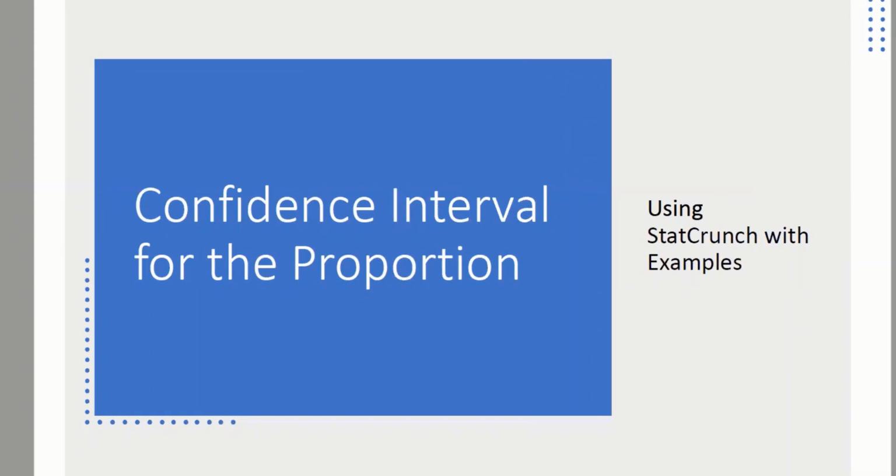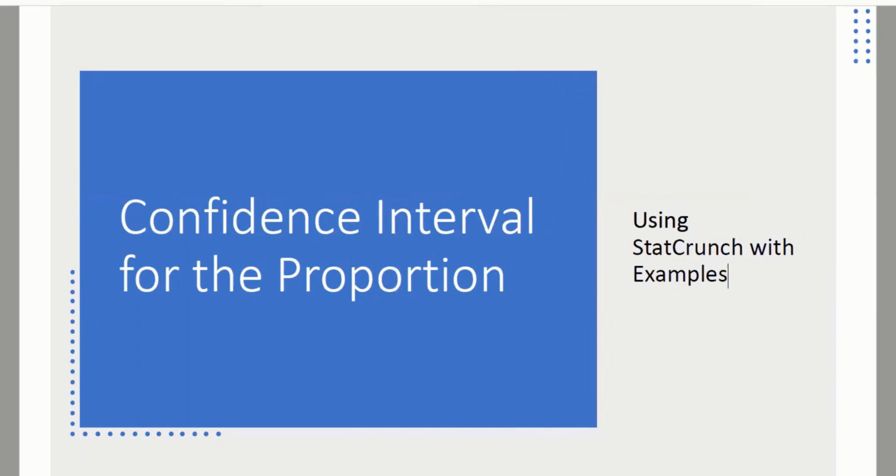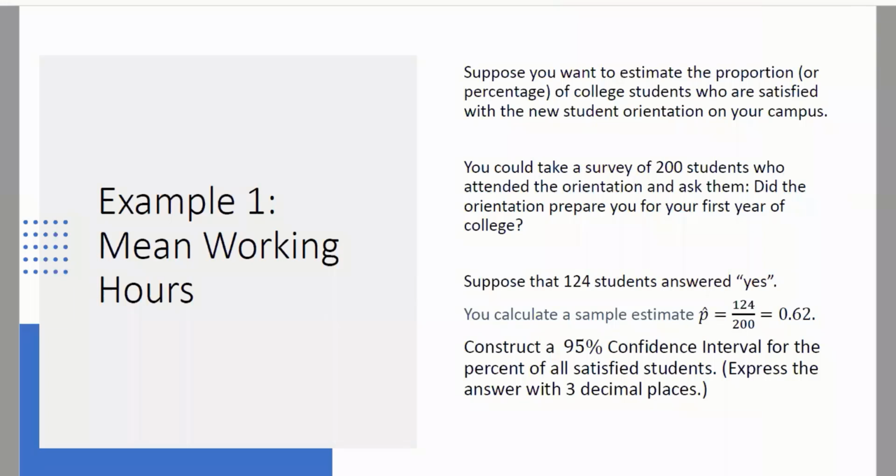So, confidence interval for the proportion using StatCrunch with examples. Let's go back to that first question. You want to estimate the proportion or percentage of college students who are satisfied with the new student orientation on your campus. You could take a survey of 200 students who attended the orientation and ask them, did the orientation prepare you for your first year of college?